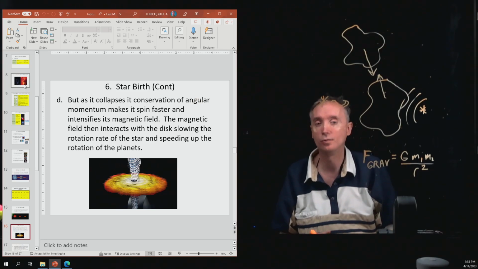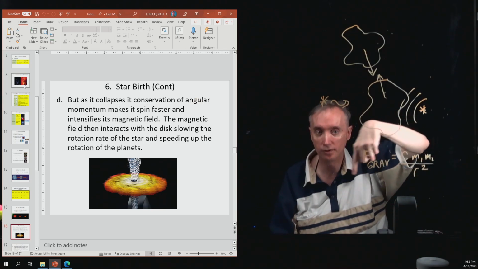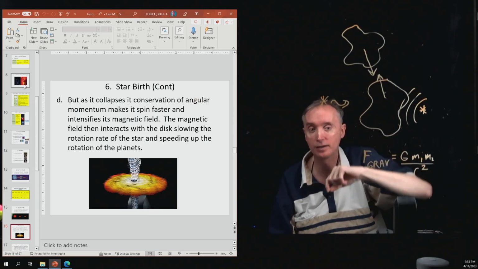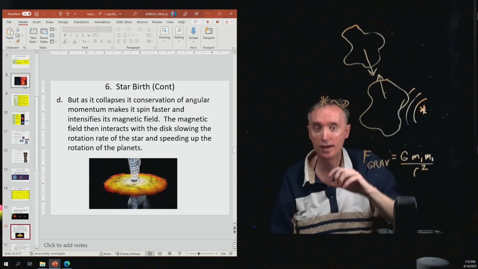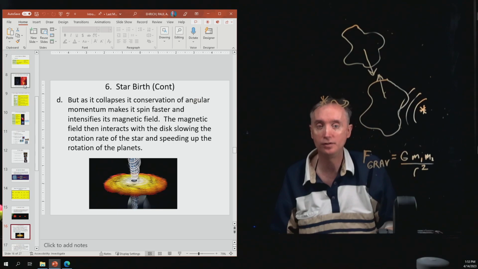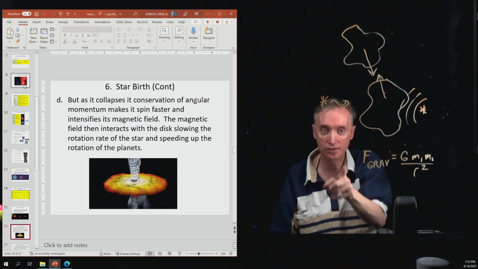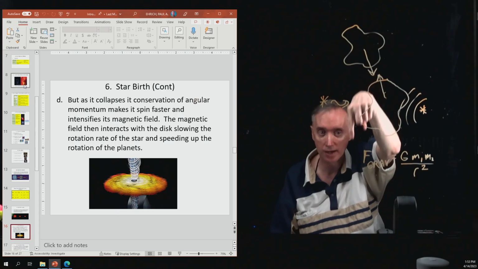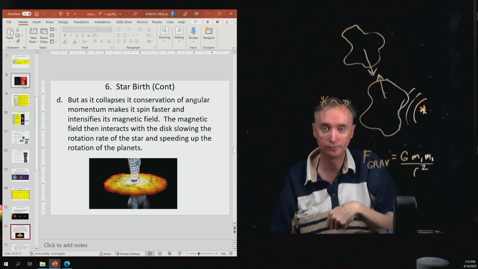Another thing we said was that when electrical materials go around and around, that makes magnetism. So as this thing is collapsing, its magnetic field is getting greater and greater. So it has what are called magnetic jets. You see magnetism is coming out the top and magnetism is coming out the bottom of it.